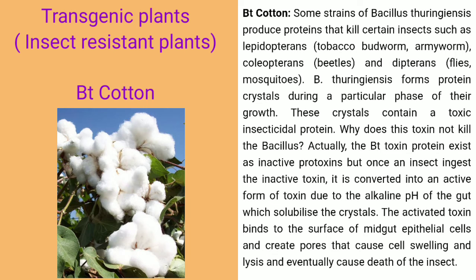Similarly, there are other such plants, such as Bt corn. That means in the corn plant, the Bt gene was implanted through genetic engineering, and likewise Bt brinjal, etc. The name of this gene is cry1Ac, and it produces a protoxin. That means it remains in an inactive state and in the crystalline state.